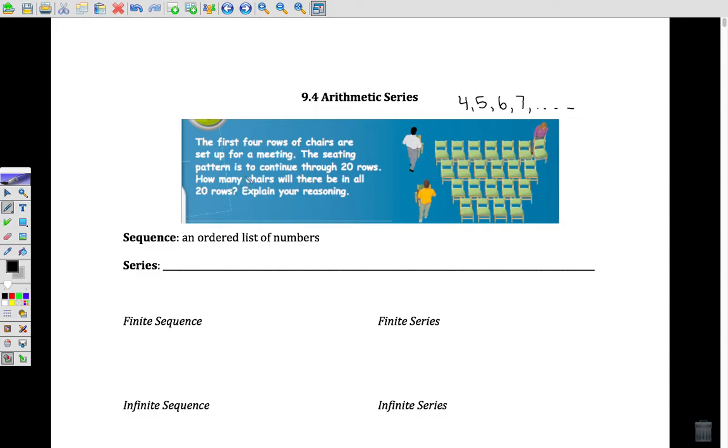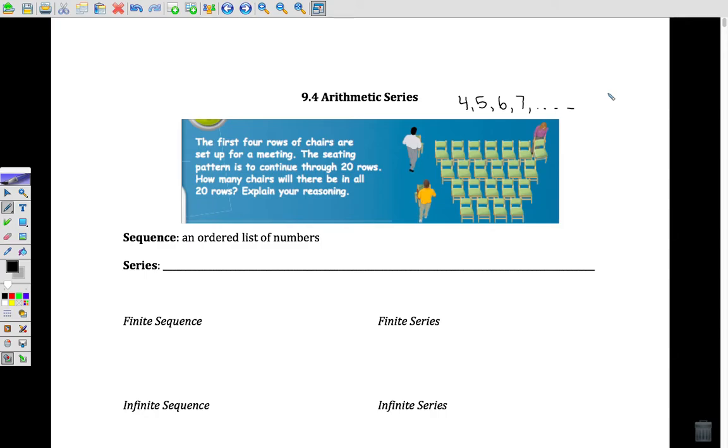Well, using the explicit formula for an arithmetic sequence, we could have figured out how many chairs would have been in the 20th row. But this question is asking us something different. It's asking us how many total chairs are there going to be. So we could have used the formula to figure out how many would be in the 20th row, but now I need to add up 4 plus 5 plus 6 plus 7 plus 8 all the way to plus 19 plus 20 to figure out how many total chairs there are in this meeting.